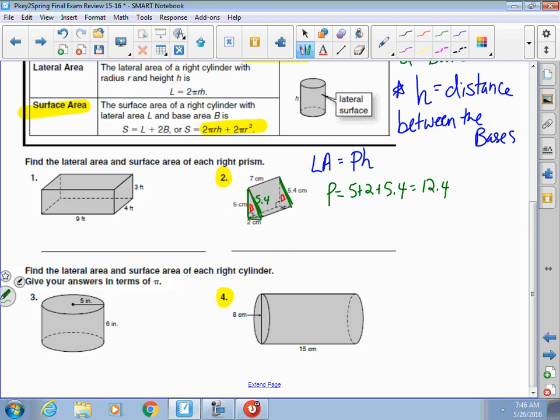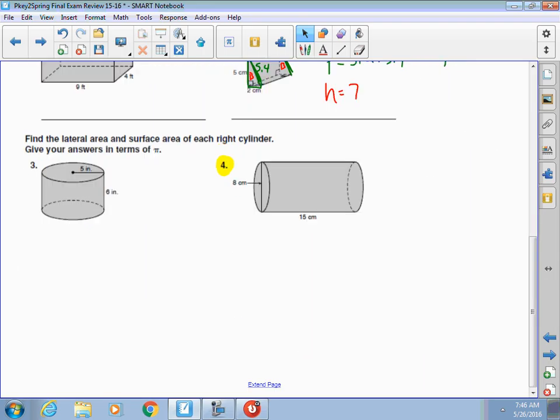And then the height will be the distance between the bases. Your height is your distance between the bases. There we go. So our height is 7. So now all you have to do is just plug it in and get our answer. It'll be centimeters squared.